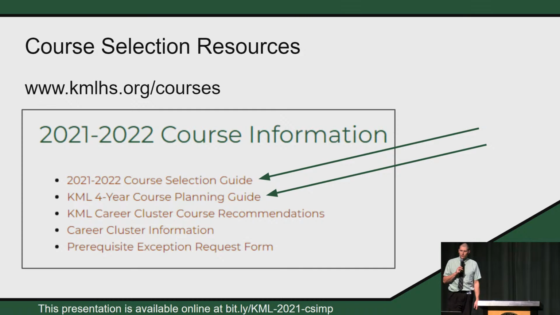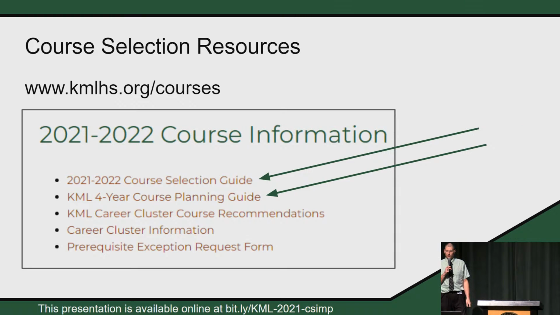There are course selection resources online. All the stuff having to do with course requests is at kmlhs.org/courses. And the 2 main pieces of information that you'd be looking for there are, first of all, the course selection guide, which is about a 50-page document that lists out all of the courses that we have available and all the information about those courses. There's also a 1-page guide, the KML 4-year course planning guide, which is a spreadsheet grid that shows all the courses that we have available and which years they're offered, and which courses are required.